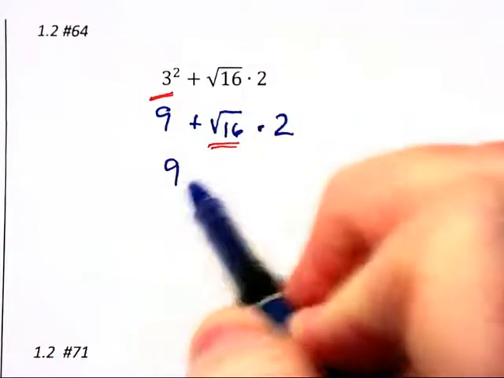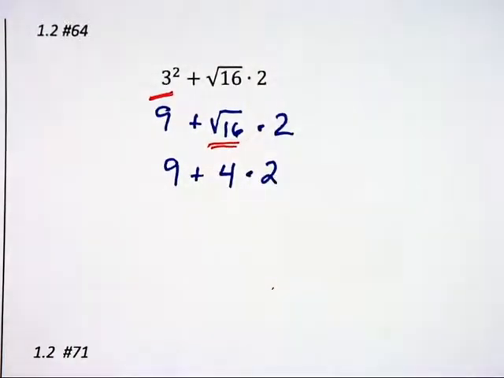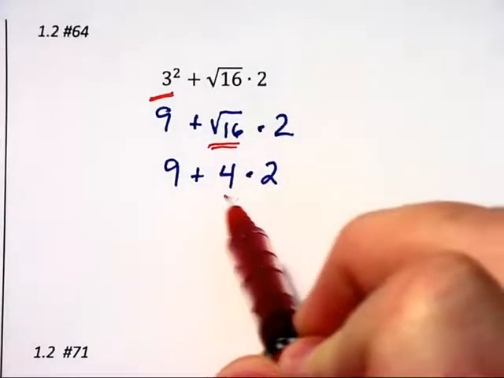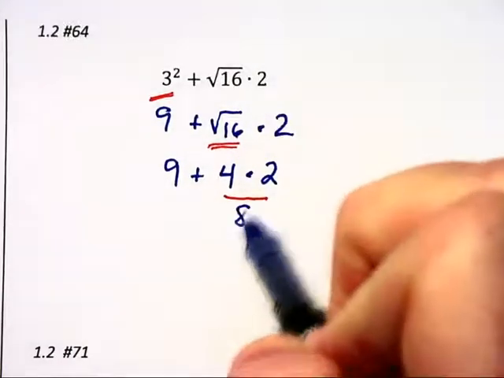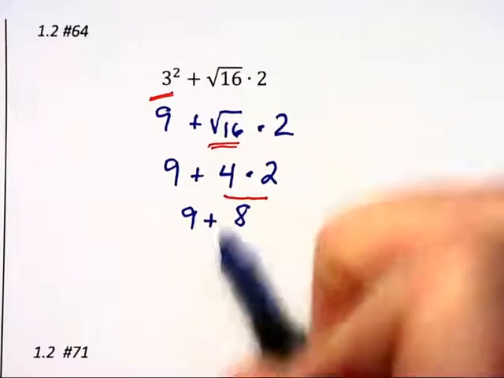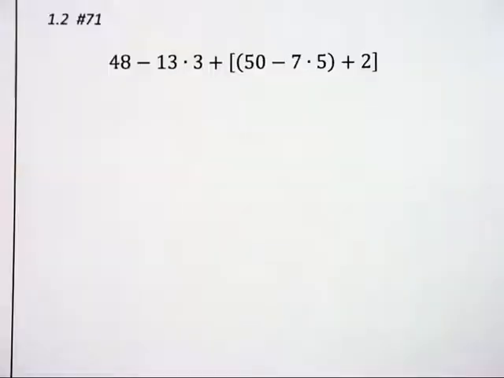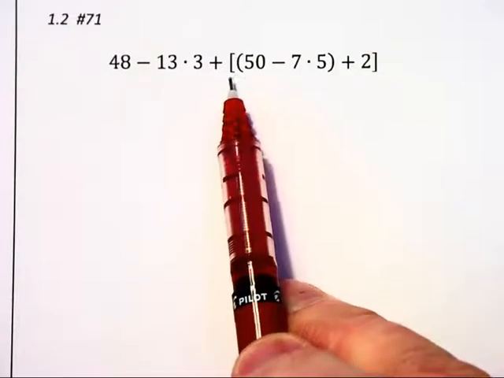We're going to now have 9 plus 4 times 2. As far as the order of operations is concerned, addition is not as important as multiplication, and so the multiplication gets done first. 4 times 2 is equal to 8, and so we have 9 plus 8, which is equal to 17, and that is the simplified value of this expression. In this next problem, we definitely have parentheses. We have both a bracketed parentheses and a rounded parentheses.